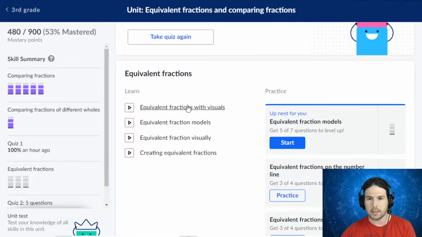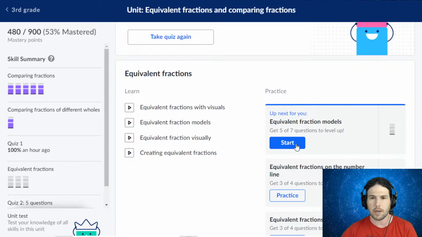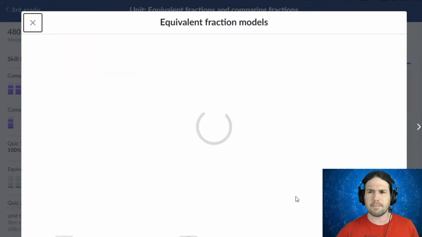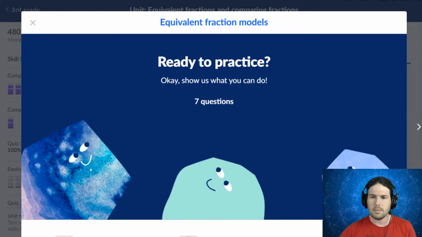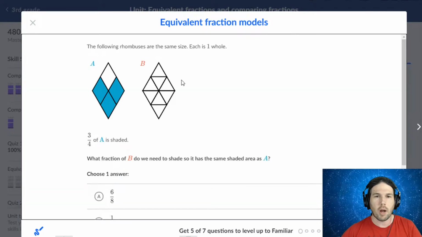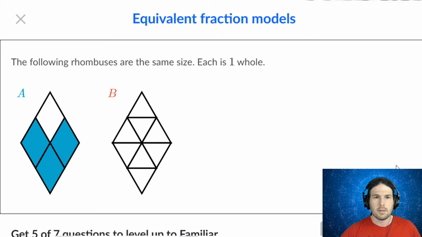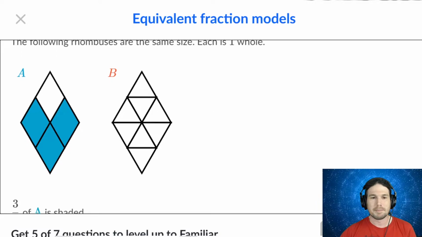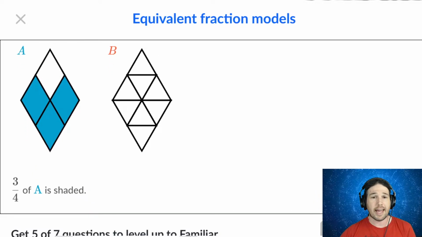Okay, so we did this quiz, so we're up to equivalent fraction models. So let's go ahead and jump in and see what exactly they mean by that. The following rhombuses, see my video on quadrilaterals if you don't recall what a rhombus is, and each is one whole. They're the same size, but this one is cut into four pieces, and this one's cut into eighths. 1, 2, 3, 4, 5, 6, 7, 8 pieces. 3/4 of A is shaded.